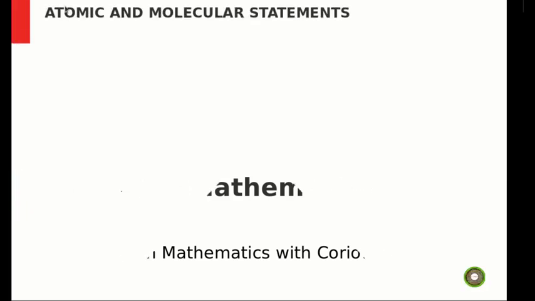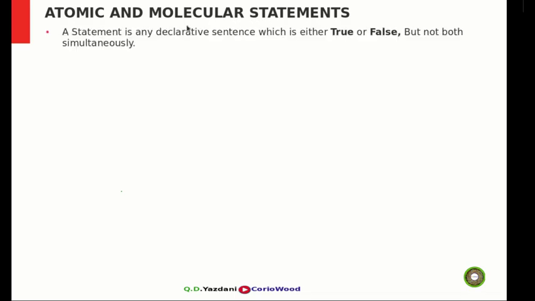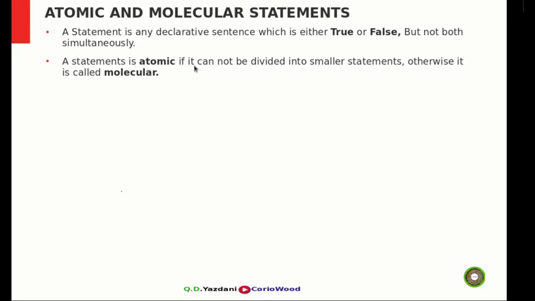So first we're going to discuss atomic and molecular statements. What are atomic and molecular statements? A statement is any declarative sentence which is either true or false, but not both simultaneously. It can't be true and false at the same time; that doesn't make sense. A statement is atomic if it cannot be divided into smaller statements. Otherwise, it is called molecular.